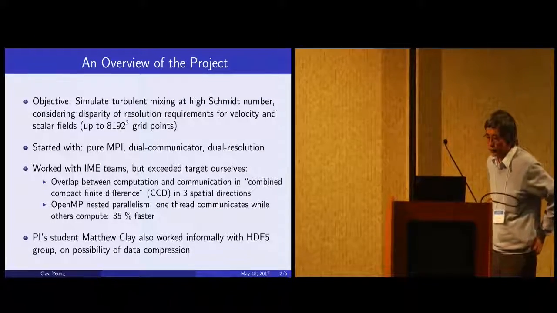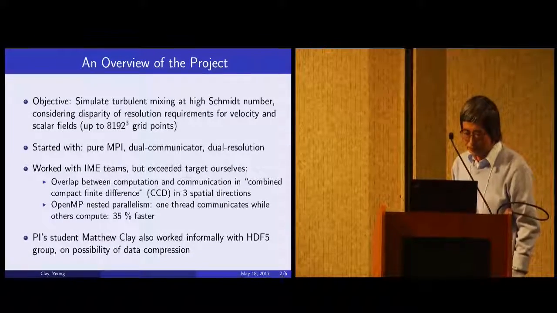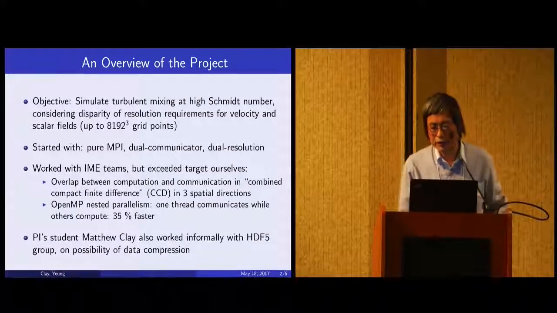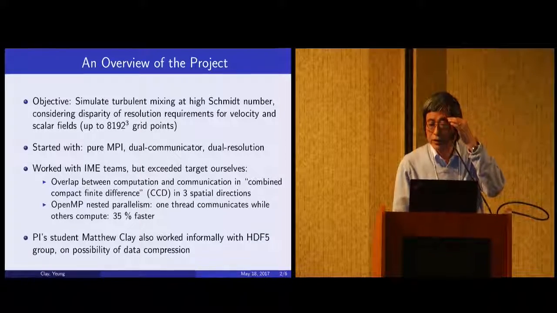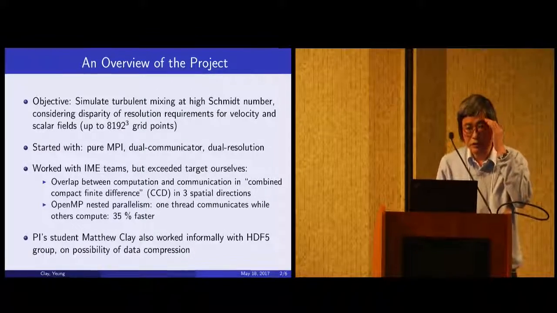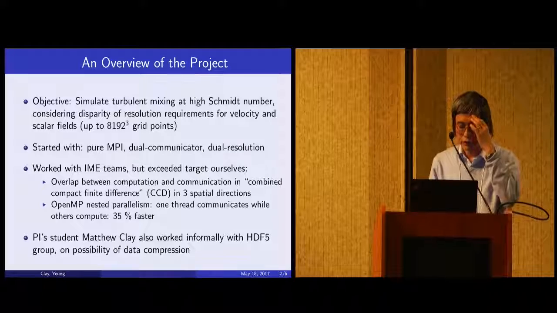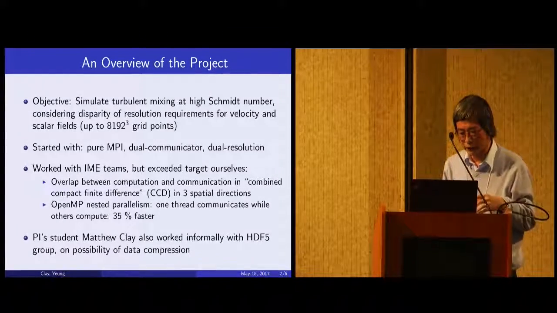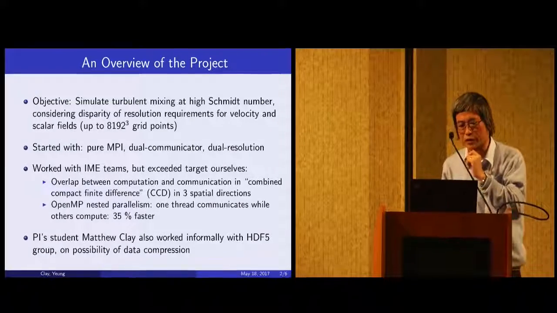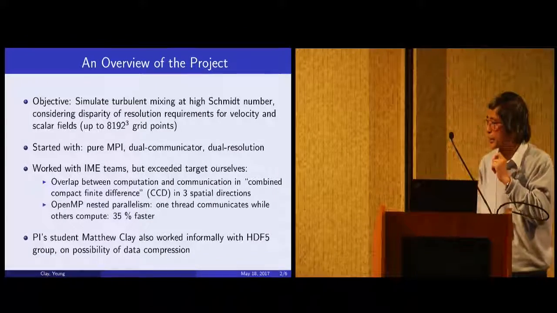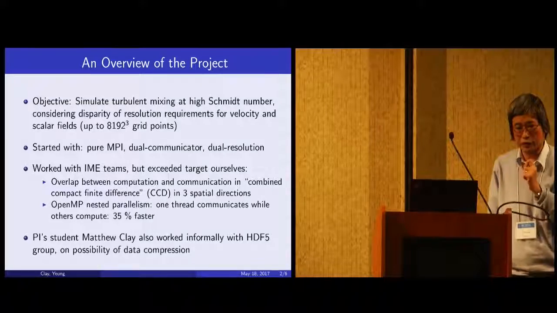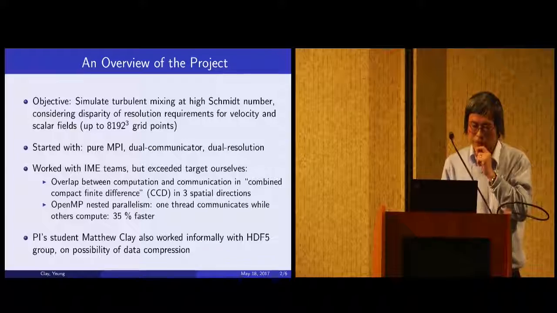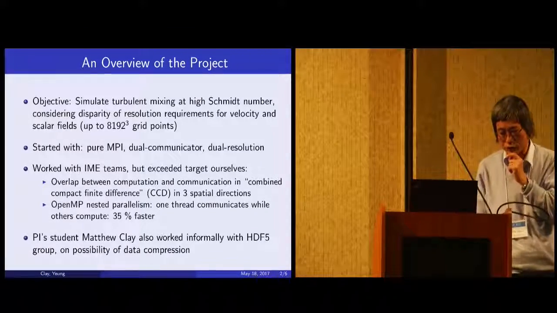What is our science objective? We'd like to study turbulent mixing, which is the mixing of various substances or maybe temperature in a turbulent fluid flow at high Schmidt number. What is the Schmidt number? That's the ratio of kinematic viscosity of the fluid to the molecular diffusivity of the diffusing substance. So a very high Schmidt number occurs when molecular diffusivity is very small. One example is salt in the ocean or liquids in general.